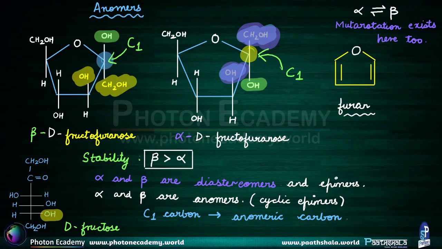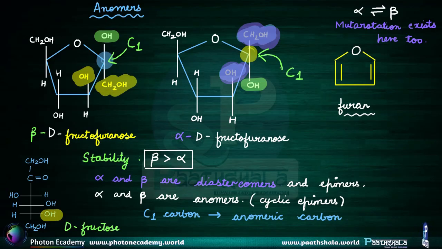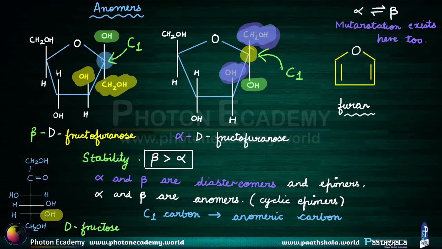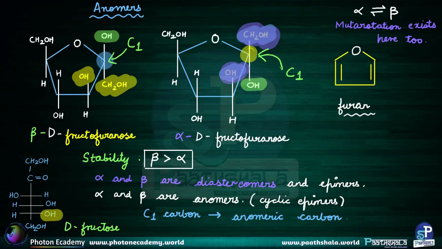And what was mutarotation? Mutarotation was when the specific angle of rotation changes with time till equilibrium is attained. So while the alpha form exists, it has some specific angle of rotation, and that angle will approach the equilibrium specific angle, and the beta also will move towards the equilibrium specific angle, or the effective angle. So both of them are in equilibrium with each other, and their angle of rotation will keep on changing with time till equilibrium is attained. So we can say that mutarotation exists here in fructose also.